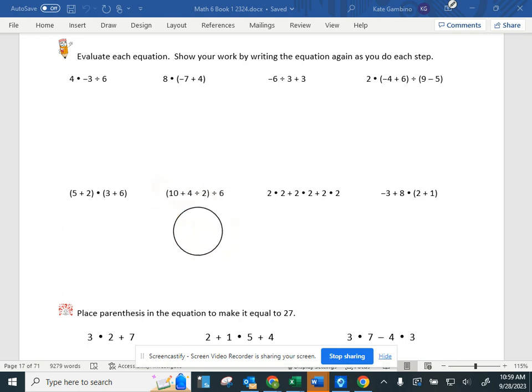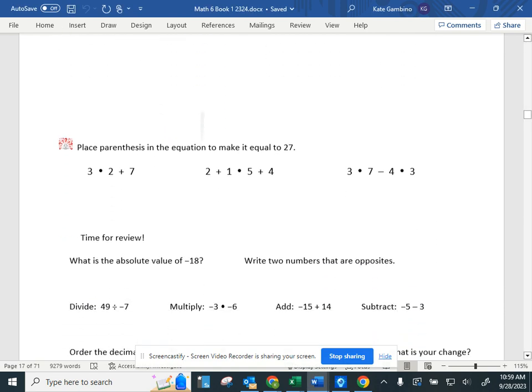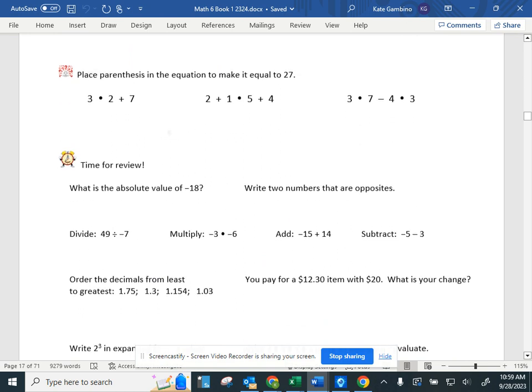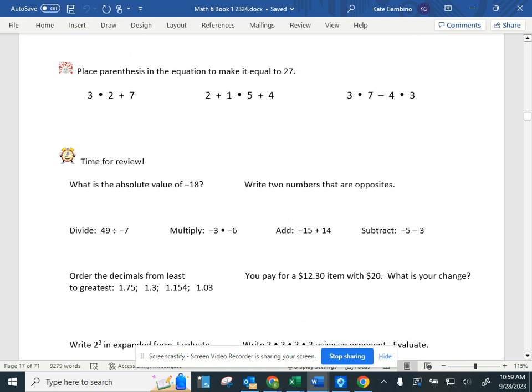The next section, you have to place parentheses in the equation to make it equal 27. Each one of these equations should equal 27. So let's look at this first one. Think about what numbers, if we're multiplying, what numbers should we multiply together to get to 27? What are factors of 27? What are the factor buddies? What times what equals 27?